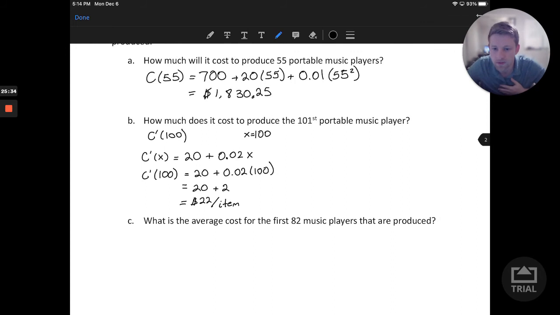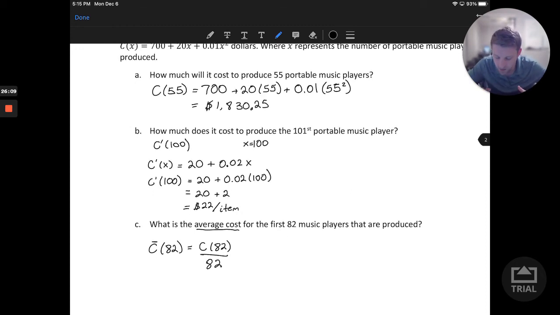Part C takes a look at average cost. So calculating what is the average cost for the first 82 music players that are produced. Well, this would be our C bar function. We could say that we want to calculate C bar of 82 to be specific, the average cost of the first 82 music players. We can say that's the cost of 82 music players divided by the number of music players produced. That would be 82.